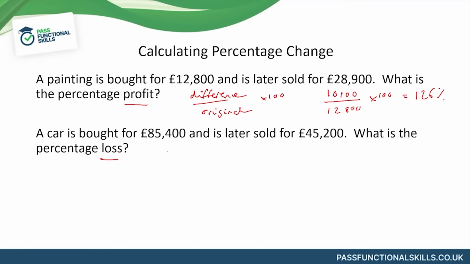The percentage loss is just the percentage decrease in the value of the item. So again, we'll use the formula. What is the difference between the two amounts? It's 85,400, take away 45,200. That is a difference of 40,200. It was originally 85,400. So again, top divide by bottom times by 100. So 40,200 divided by 85,400 multiplied by 100. And I'll just round that to the nearest whole number. That is a 47% percentage loss, or a 47% decrease in value.